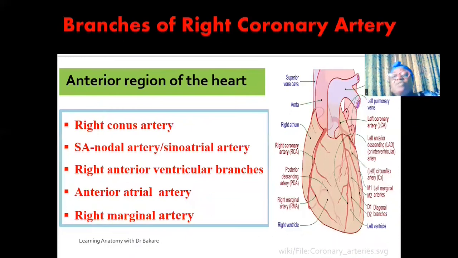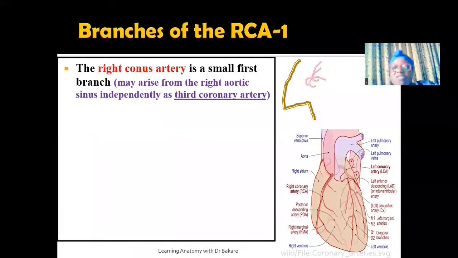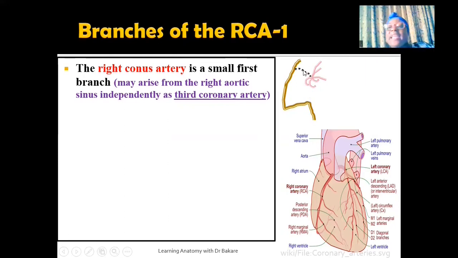So let's go first to the branches that emerge at the anterior surface of the heart from the right coronary artery. The first one is the right conus artery. When we hear right conus, we should expect the left conus artery, and that will be coming from the left coronary artery. The right conus artery is the first branch of the right coronary artery, and this is where it emerges from. It emerges like that, and this is the region highlighted in black.